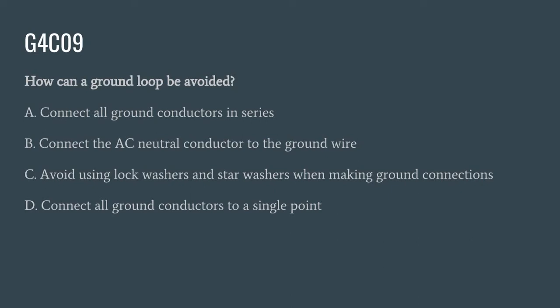G4C09, how can a ground loop be avoided? A. Connect all ground connectors in series. B. Connect the AC neutral conductor to the ground wire. C. Avoid using lock washers and star washers when making ground connections. Or D. Connect all ground connectors at a single point. And the correct answer is D. Connect all the ground connectors at a single point.